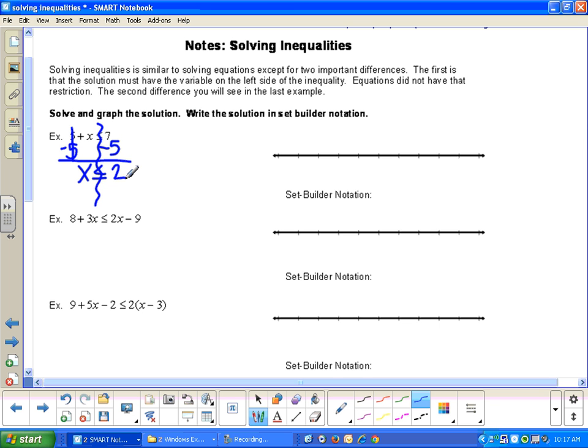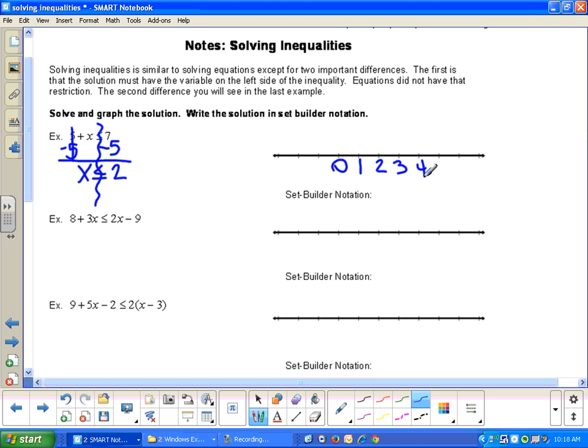So no different other than, instead of getting a single number answer, 2, we have all of the x's less than 2. 2, 1, 0, negative 1, as far as we want to go. So when we come over to our graph, just like we did the other day, we want to label our graph where we have 2 in the middle.